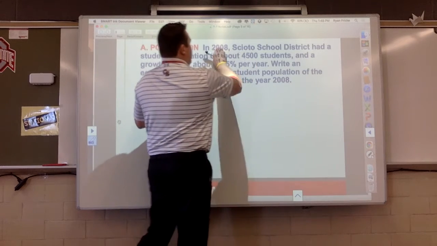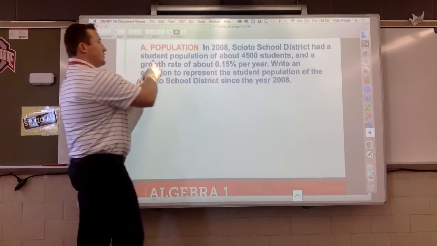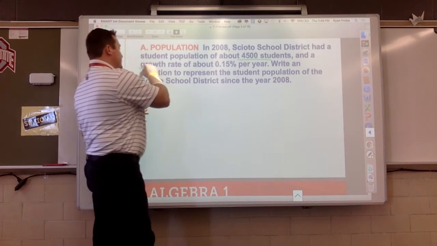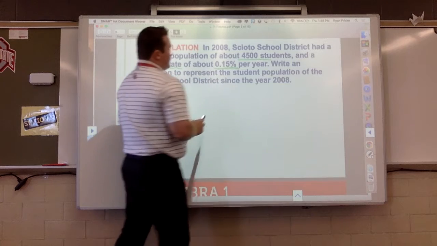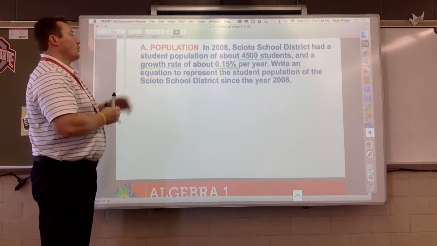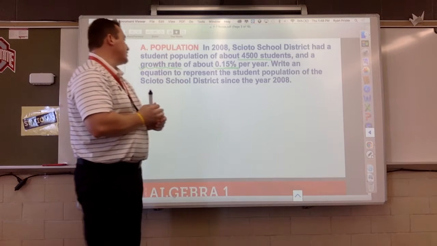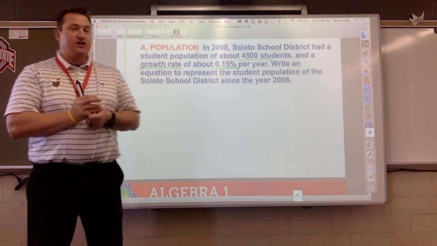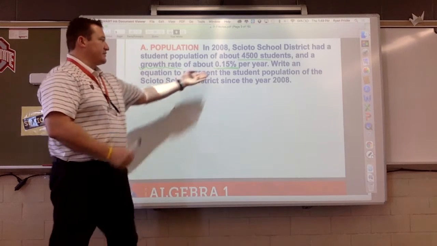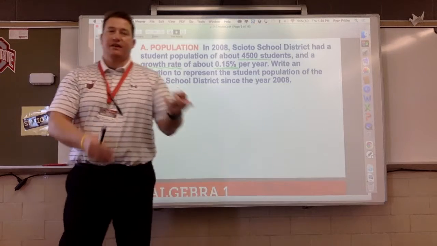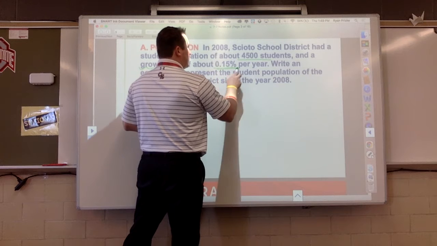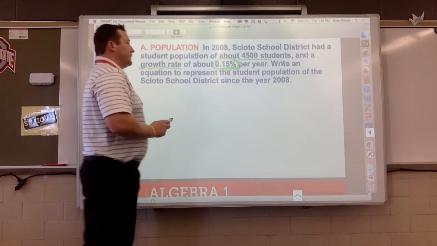In 2008, this school district had a student population of about that many students and a growth rate, so it's growing, of 0.15% per year. Write an equation to represent the student population of the district since the year 2008. This is just an annoying number, right? Why couldn't they have said 15% or like 1.5%? Anyway, we will deal with this confusing number momentarily.